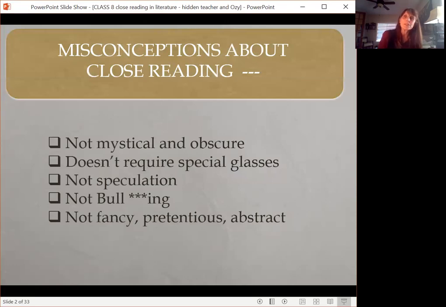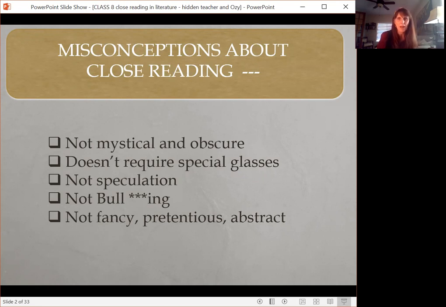Again, there are no misconceptions about close reading. It's really straightforward. It's not mystical. It's not obscure, even though you're dealing with fiction. It doesn't require any special glasses. It's not speculative, and it's not bull crapping. Or another way of putting it, it's not a bunch of rubbish.